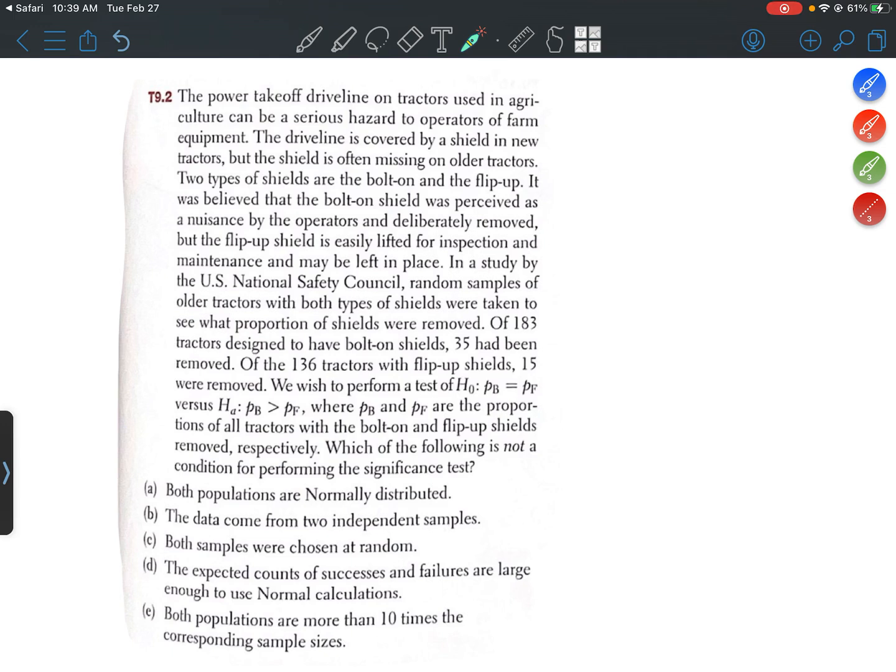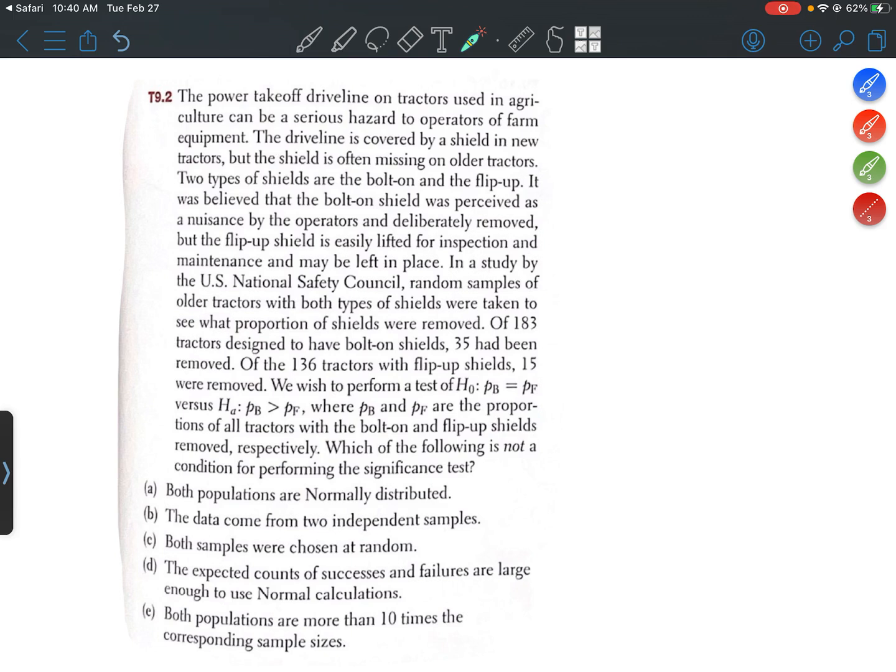In a study by the U.S. National Safety Council, random samples of older tractors with both types of shields were taken to see what proportion of shields were removed. Of 183 tractors designed to have bolt-on shields, 35 had been removed. Of the 136 tractors with flip-up shields, 15 were removed.